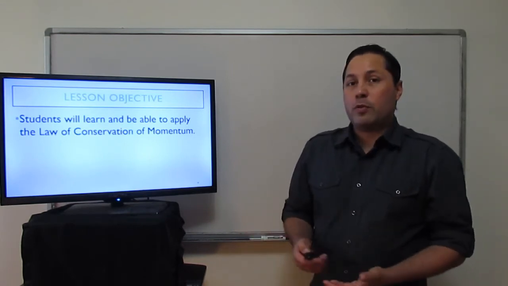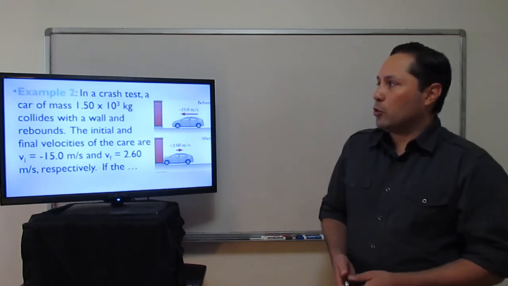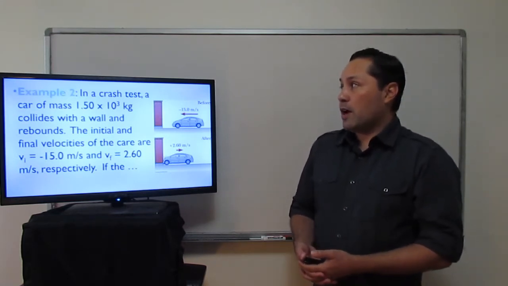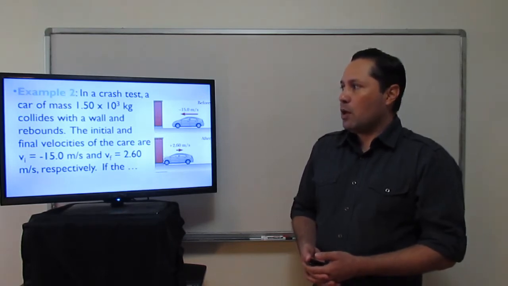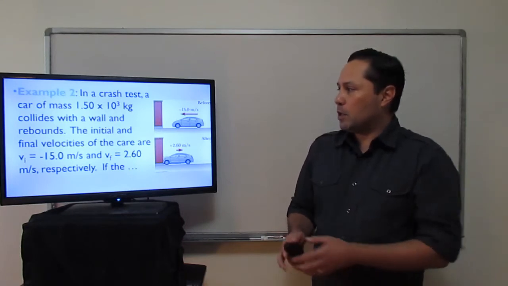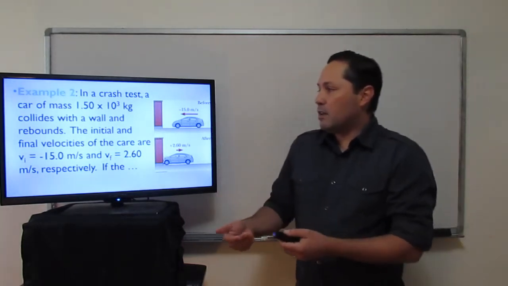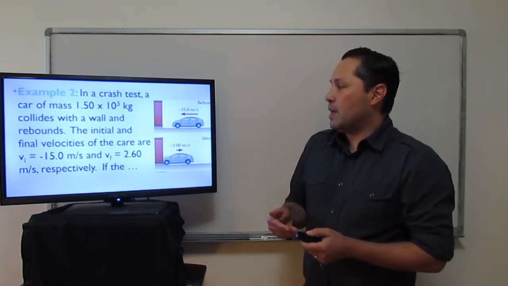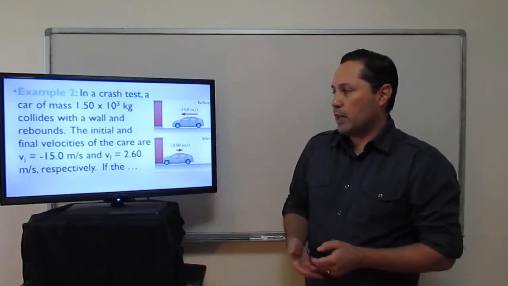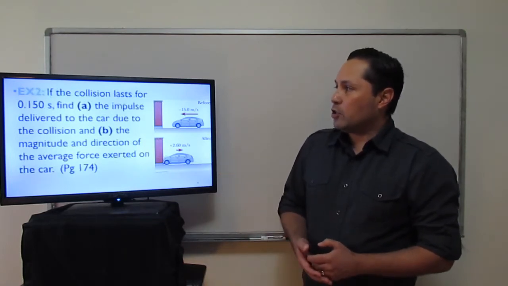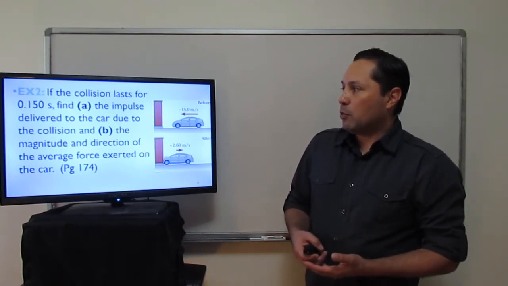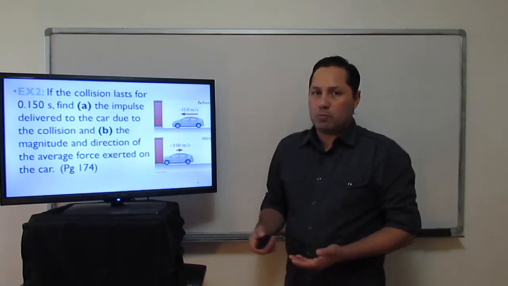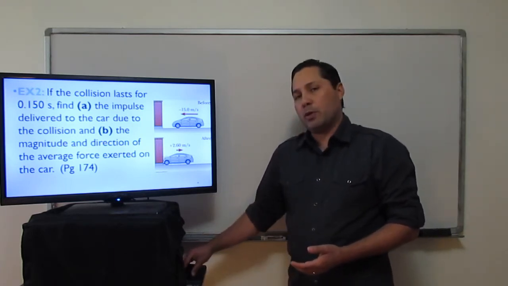So let's go ahead and get started with an example. In example 2, they ask the following. In a crash test, a car with a mass of 1.5 times 10 to the 3 kilograms collides with a wall and rebounds. The initial and final velocities of the car are -15 because it's traveling to the left, and then after it rebounds away from the wall, positive 2.6 meters per second, respectively. If the collision lasts a total of 0.15 seconds, then A, find the impulse delivered to the car due to the collision. Alright, let's start with part A, then we'll move on to part B after that.